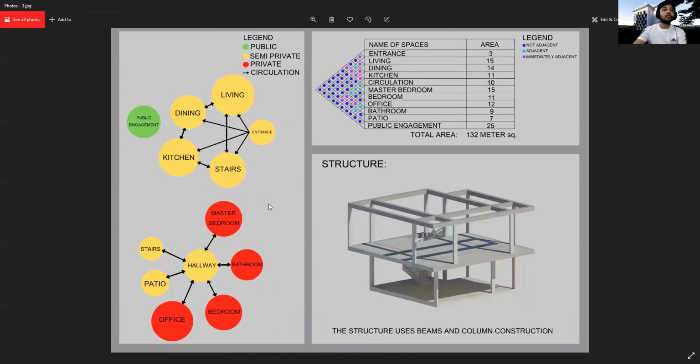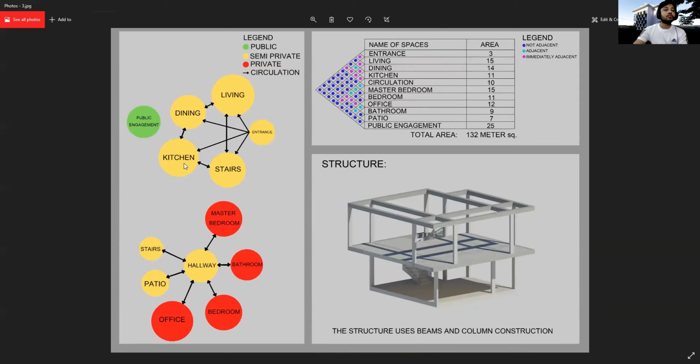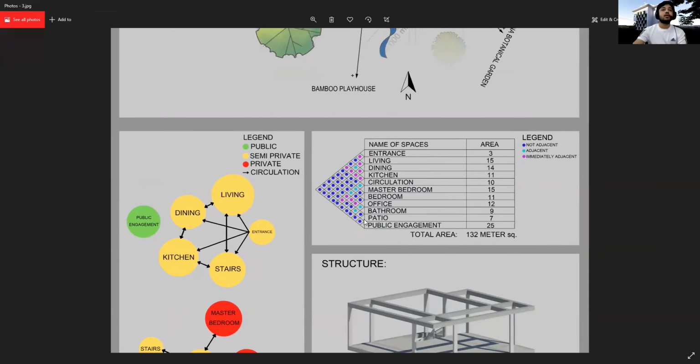So these are the bubble diagrams that I did for level 1 and level 2. You basically enter through the building, and then you can go to the living area, dining area, kitchen area, everywhere, because all these spaces are interconnected, and the public engagement area is kept private for the public to use. And after that you get to level 2 using the stairs. When you reach level 2, the stairs guide you to the hallway. From the hallway you can go to the master bedroom, the bathroom, the bedroom, the office, the patio, and the stairs.